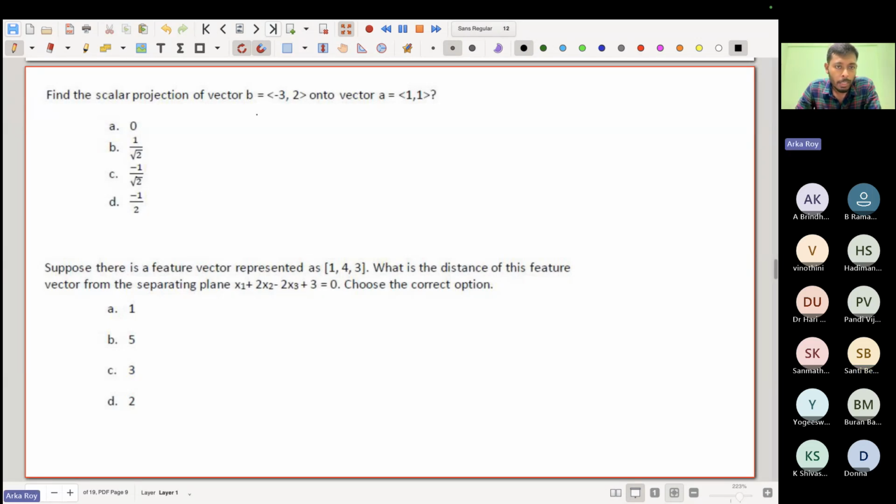So this particular thing is basically taken from the concept of SVM. Find the scalar projection of B onto A. So this is something like this. You have two vectors. We have to take the scalar projection of B. Let's say B is located like this, and A is another vector like this.